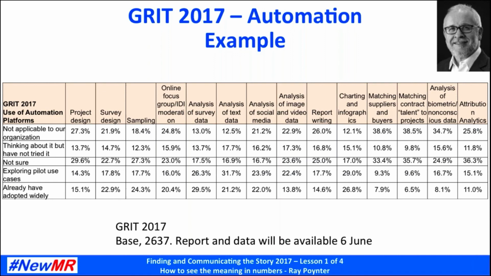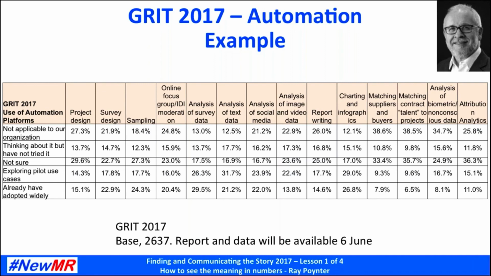You're not supposed to be able to read all of this, don't worry. We've got 14 columns, so 14 different areas where people could be saying, we are using automation. So if we take the first column, project design, people could say to that, it's not applicable to our organization. We don't do project design. So we're not using automation, not because we've disregarded automation, but because we don't do project design.